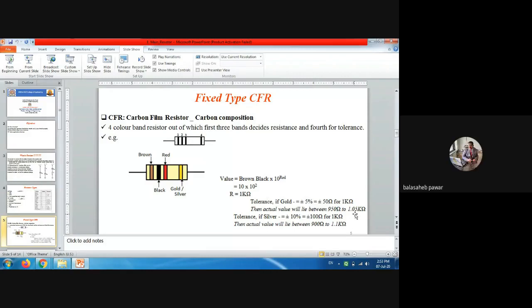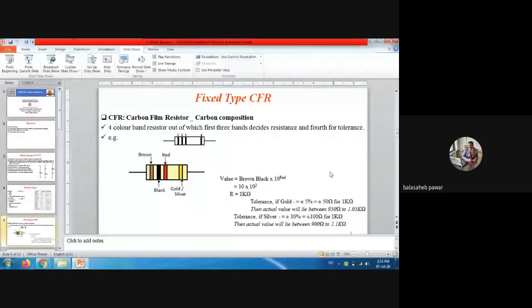Now, if the tolerance band is silver, the tolerance is plus minus 10%. That means for 1 kilo ohm, it will be plus minus 100 ohms. Hence, if you measure it using a DMM, the measured value will lie between 900 ohm and 1.1K. Is it?